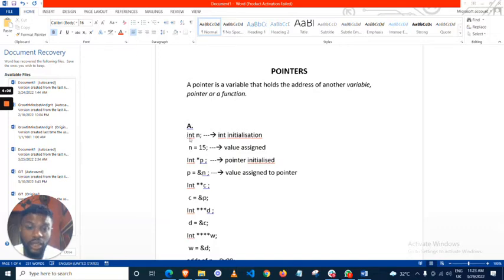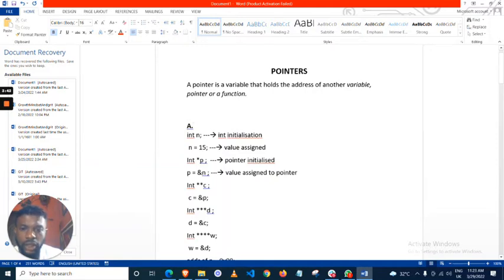I initialized an integer n. This first line is called integer initialization. So the integer is n, and in the second line I assigned a value to n. So at this point n is 15. Let's take note. Now the third line will have int asterisk p.